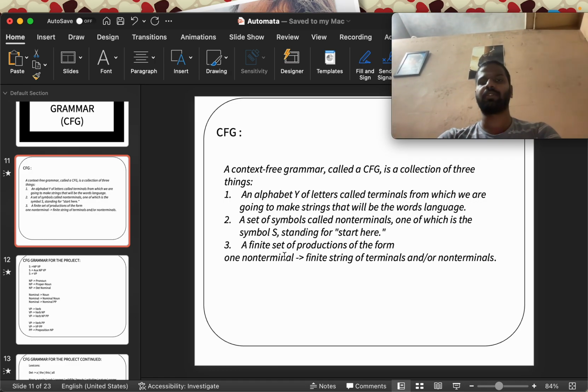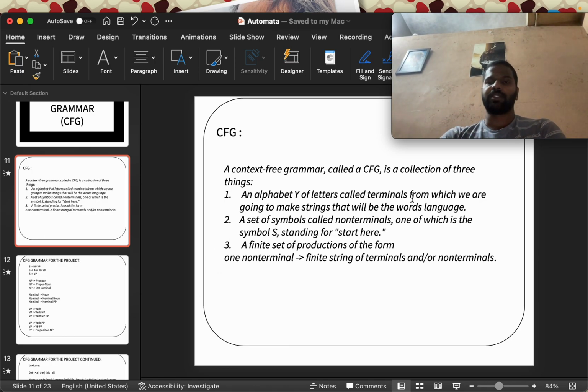An alphabet Σ of letters called terminals. What is a terminal? A terminal is a word that cannot be replaced by any other word, like nouns. Nouns cannot be replaced by any other word in English grammar. An alphabet Σ of letters called terminals, from which we are going to make strings that will be the words of the language.